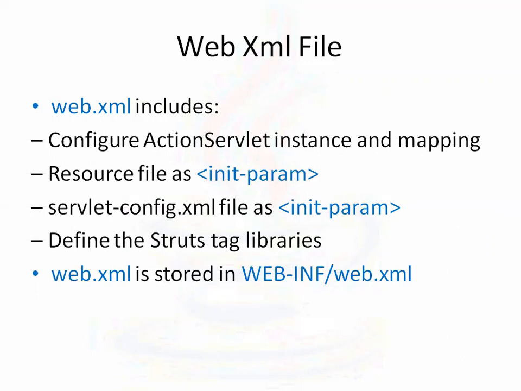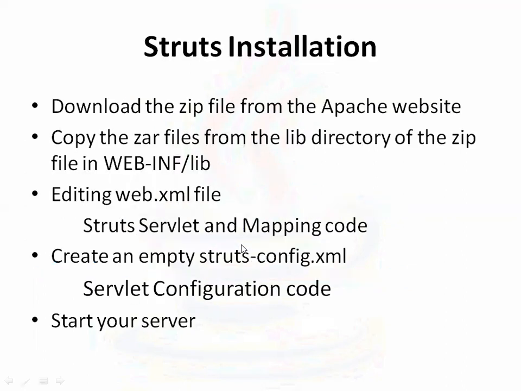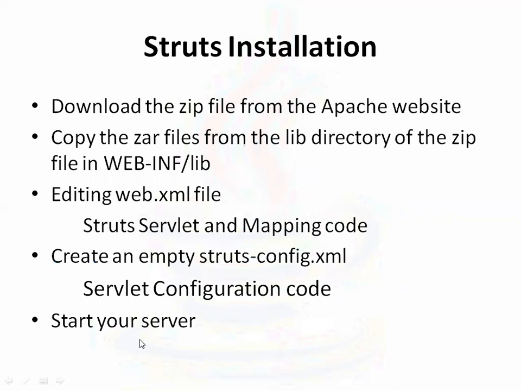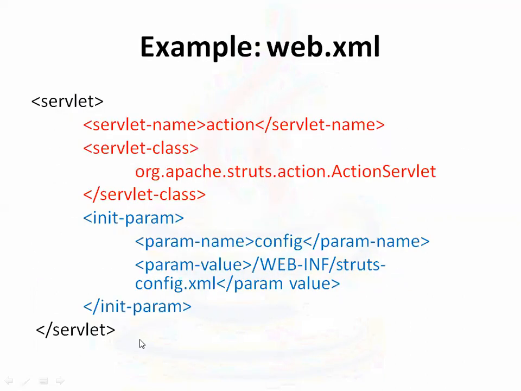We are going to define one extra configuration, that is struts-config.xml. There we are going to do the configuration. This Struts installation file will be available on the Apache website. We need to download it. See, editing the web.xml file, creating an empty struts-config.xml. Start your server. Now you can come here.